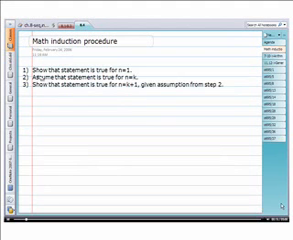So the steps, or the theory: show the statement is true for n equals 1, assume the statement is true for n equals k, and then show that the statement will be true for n equals k plus 1, given your assumption from step 2. So you show it's true initially, and then you show it's true basically everywhere thereafter. So here are a few examples.